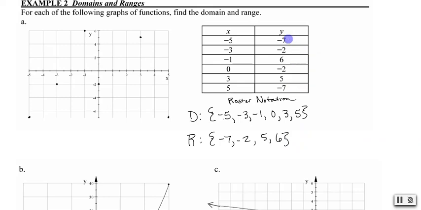Just make sure that you're not copying those numbers down and writing them down. If a y element is there more than once, you don't want to name it more than once. You list it one time, but you also list those y values from the bottommost y value to the uppermost y value.